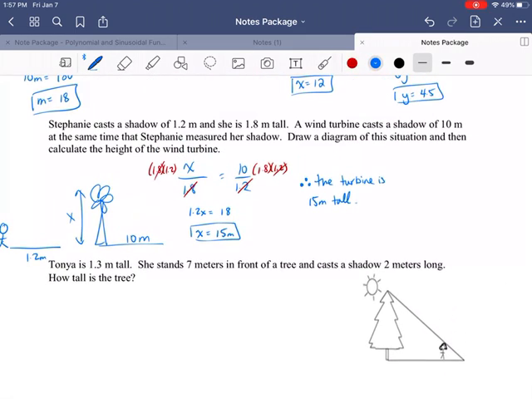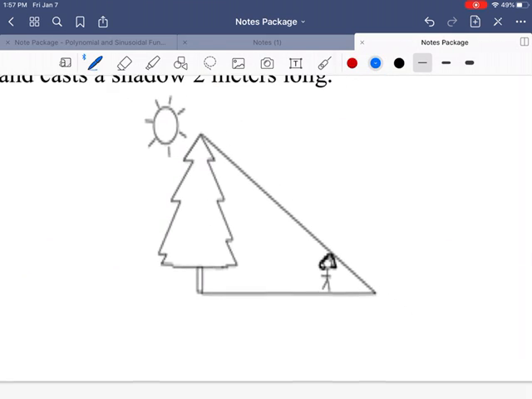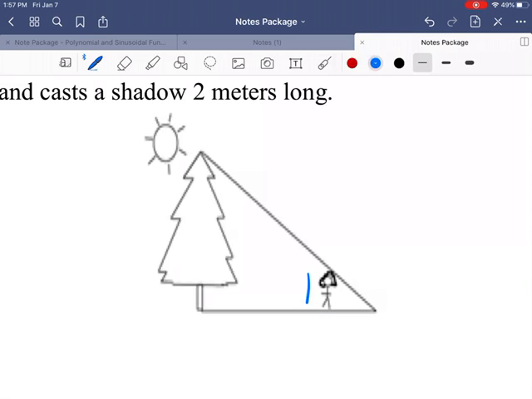Tanya is 1.3 meters tall. She stands in front of a tree that can cast a shadow 2 meters long. How tall is the tree? Well, let's just fill in some information here. So this height is going to be 1.3. Her shadow is 2 meters long. So that goes from there to there. And she's also standing 7 meters away, and we're looking for the height.